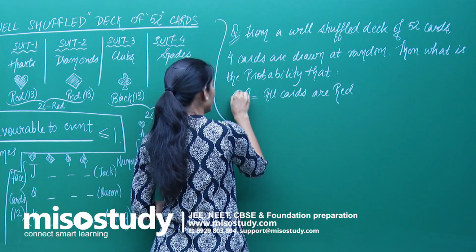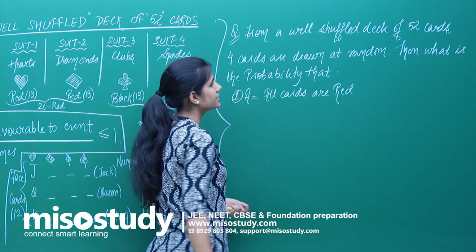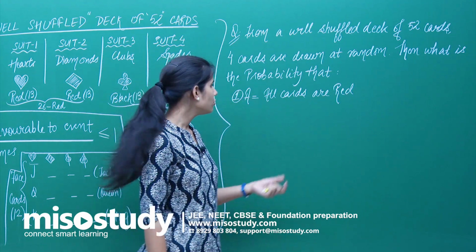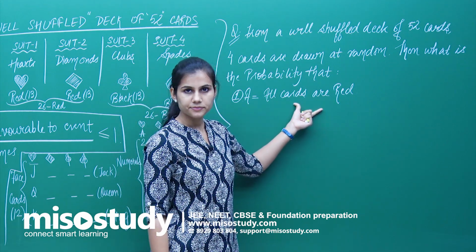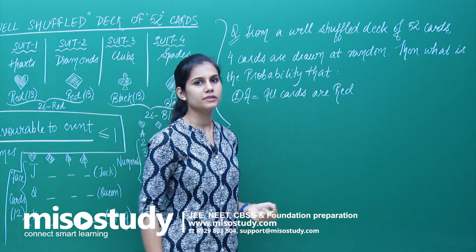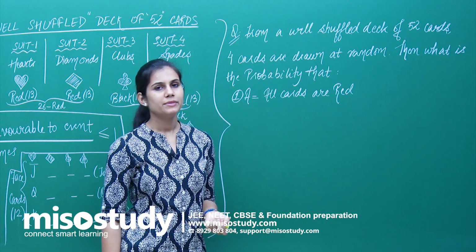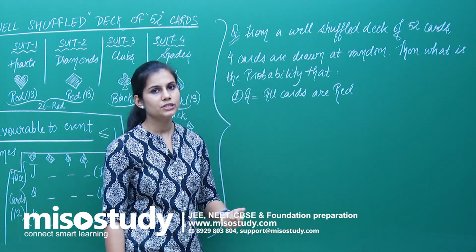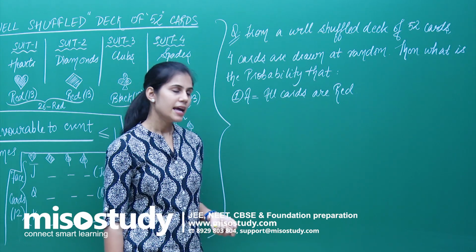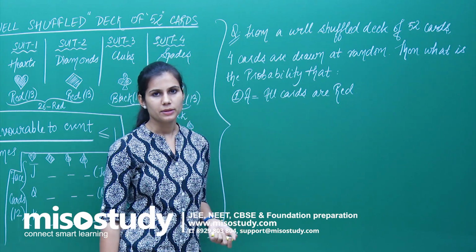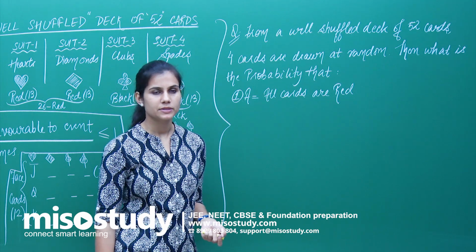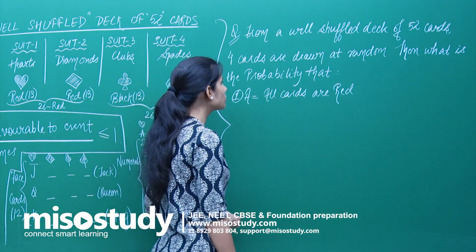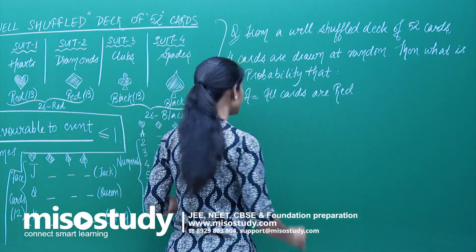Now, because I have already said well shuffled, that means there are equally likely outcomes. I know that for an event, the probability of occurrence is m by n, where m is the number of elementary events or possible outcomes favorable to this particular event, and n is the total number of elementary events, the total number of possible outcomes. So, first let us find out the total number of possible outcomes.